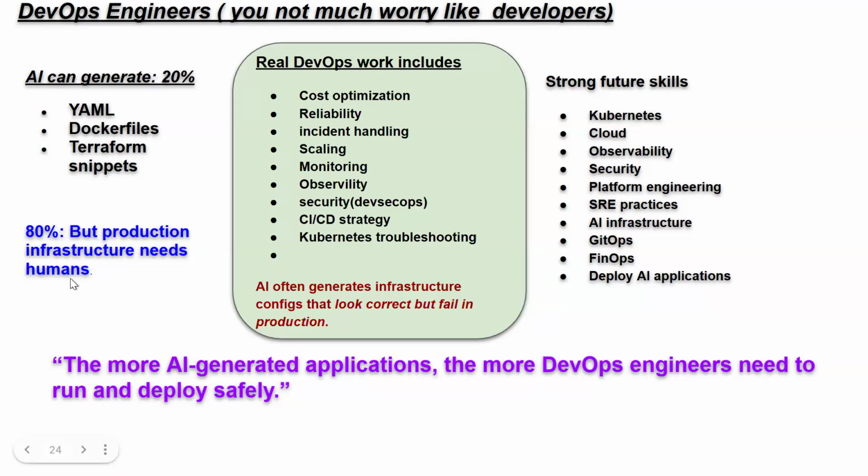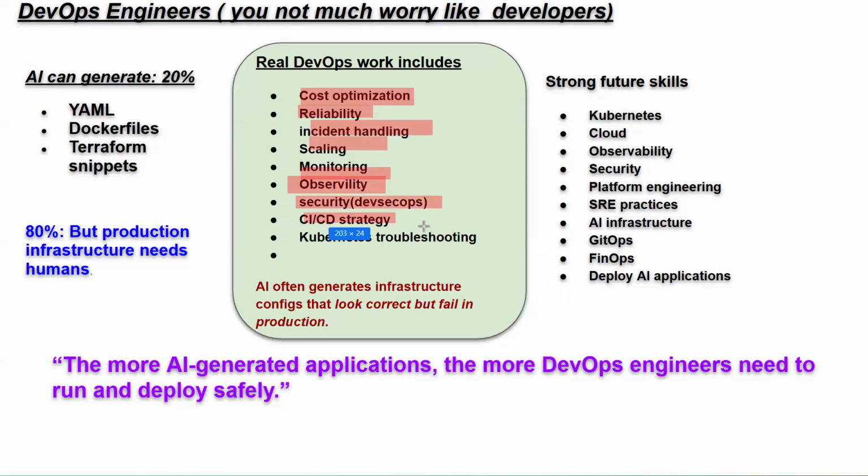But you need to focus on the key areas as a DevOps engineer: cost optimization. The major goal as a DevOps engineer is to reduce the cost. Then reliability, incident handling, scalability, monitoring, observability, Prometheus, Grafana, security, DevSecOps, CI/CD strategies, Kubernetes, clusters, troubleshooting. Please be focused on these key areas.